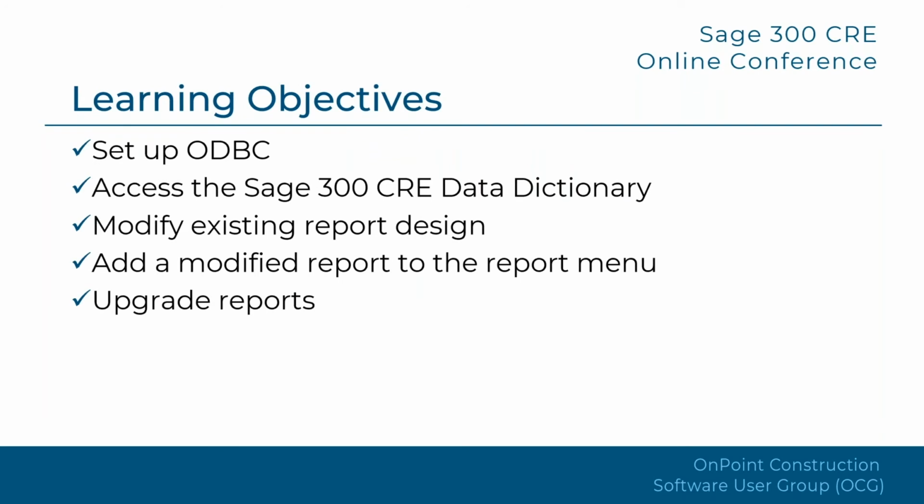All right, in terms of the objectives for today, we're going to go through ODBC. I know Mike Savecki, he's a rock star, and he went through that in quite a bit of detail. So we'll do what we need to there. We'll talk about accessing the Sage 300 Data Dictionary. We will cover modifying existing report designs. It's important you know how to be able to make changes, especially today, and we'll add that modified report to the report menu in Sage, and then talk a bit about upgrading reports.